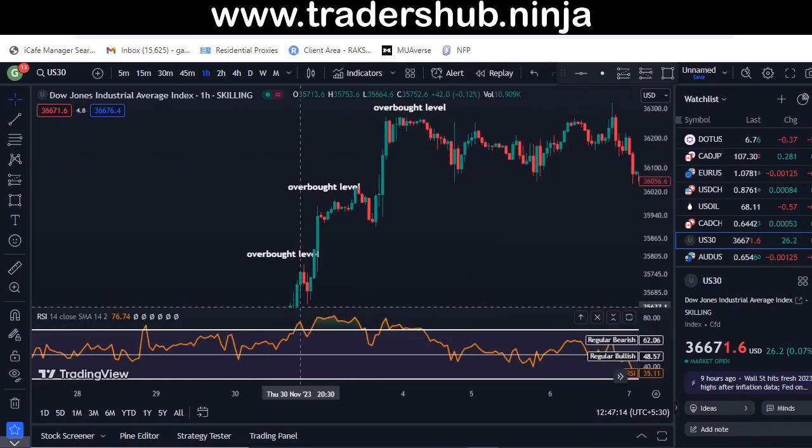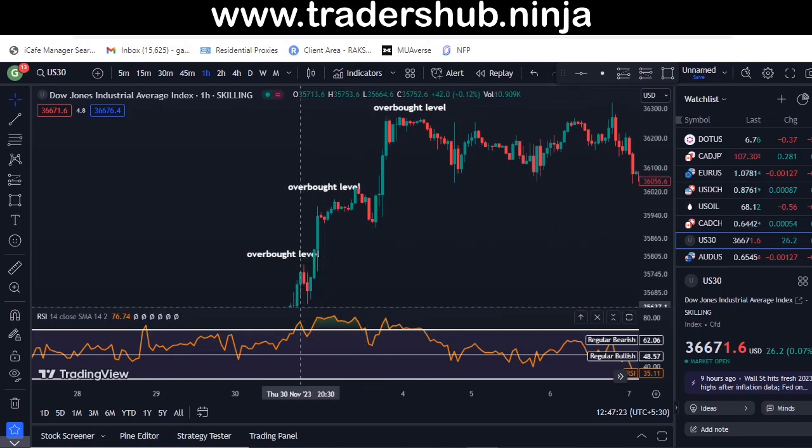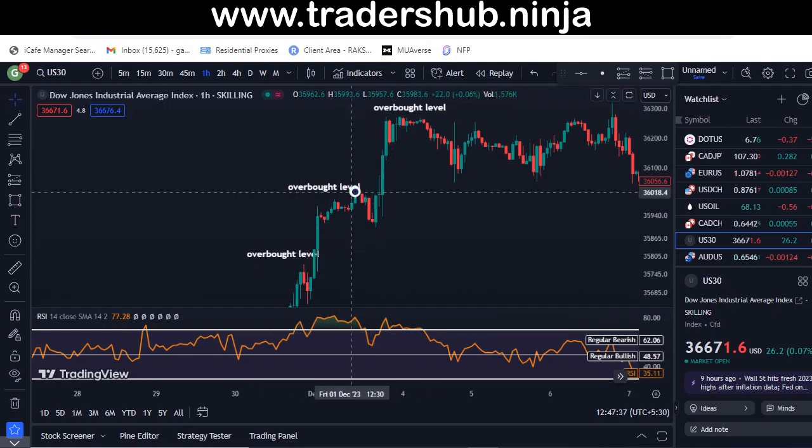Look here. Here also the market was in an uptrend. It was a strong uptrend. Here RSI got a sell signal. RSI was above 70 here. The market did not respect the overbought level. Here also we got an overbought level. The market did not respect the overbought level.